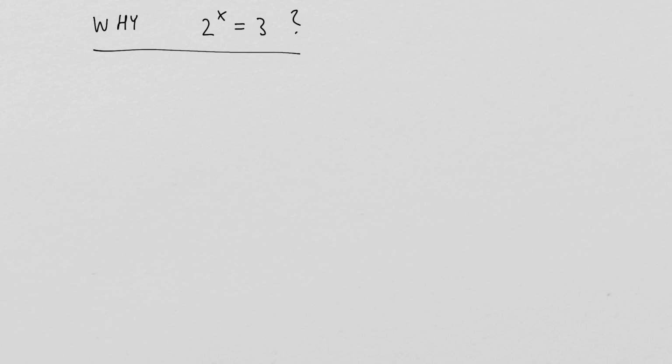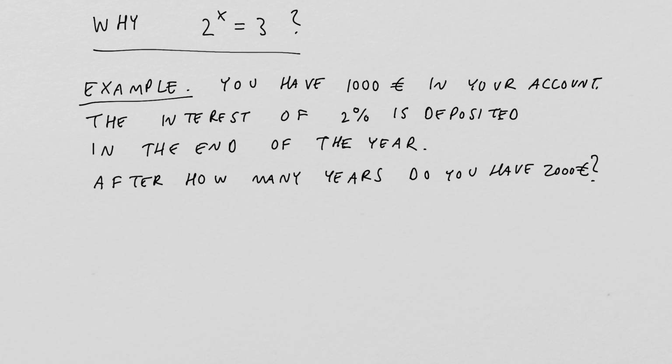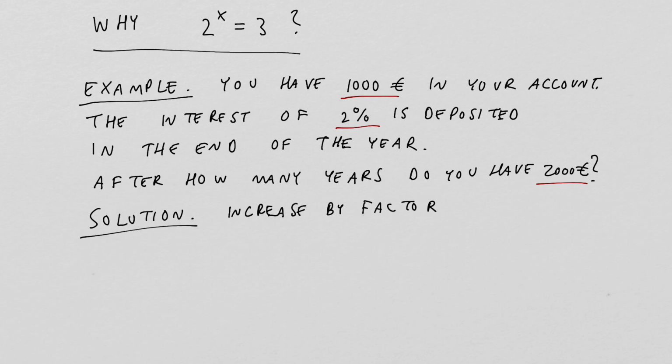Why would we want to solve equations like this? For example, you might have in your account 1000 euros and the bank gives 2% of interest at the end of the year. We can ask after how many years your investment has doubled. Your investment increases by a factor of 102%, that is 1.02.